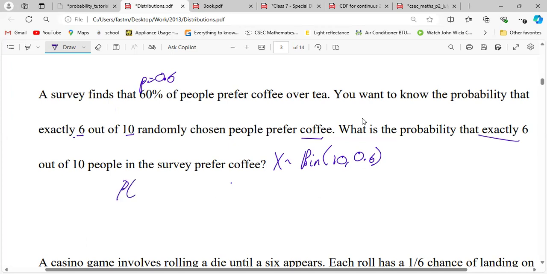So the probability X is equal to 6, is equal to 10 C 6, times Q, which in this case will be 0.4, since it adds up to 1, to the power of N minus X, so 4, times 0.6 to the power of X. All right, so I need to put that in a calculator. 10 C 6, that'll be 210.